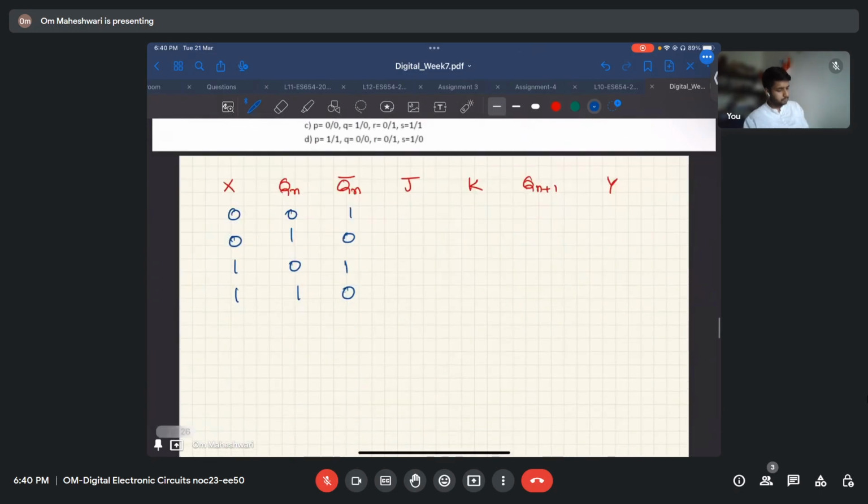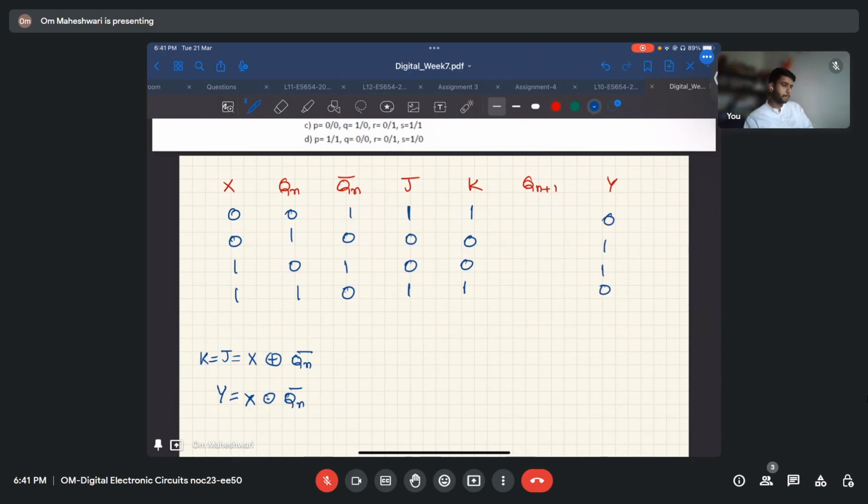J is X XOR Qn bar, and K is also equal to the same. Y we also know, X XOR Qn bar. We can fill J, K and Y. J is X XOR Qn bar: 1 is 1, 0 0 is 0, 0 1 is 1, 1 0 is 0. Y is X not Qn bar, so it will be the opposite of this: 0 1 1 0.